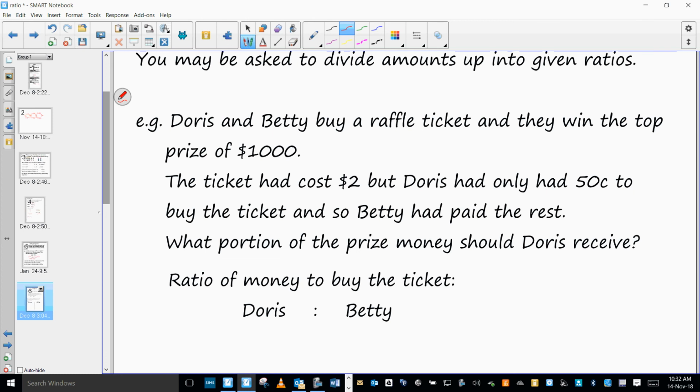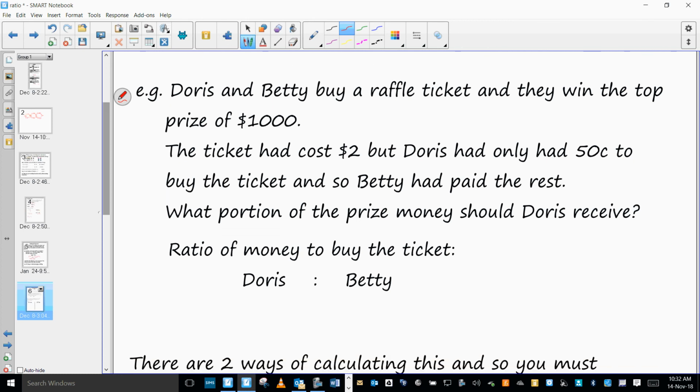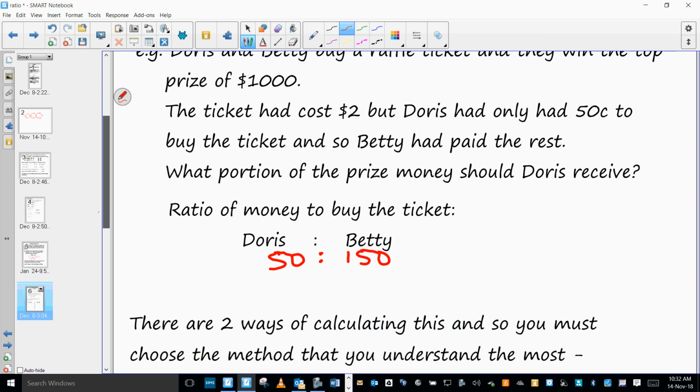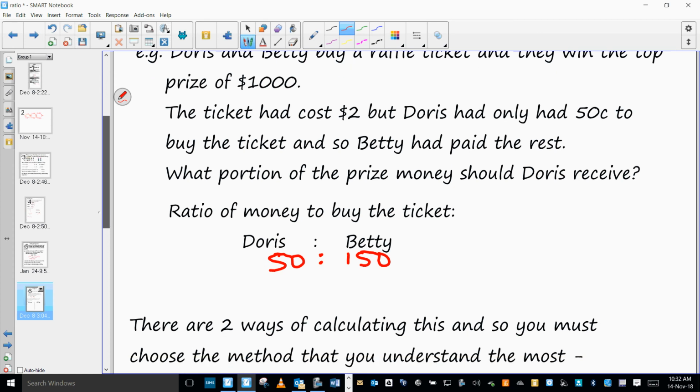So I've got Doris and Betty. How much did they actually pay for their ticket? Doris paid 50 cents. And how much did Betty pay? 150 cents, so we'll keep it in the same unit. Let's simplify this so I've got it in its smallest version. What can I divide it by? Divide by 50, so that becomes 1 to 3. Where did the 150 come from? If the ticket cost $2, then Betty must have paid $1.50 because she paid the rest. So I've simplified it to 1 to 3, dividing both sides by 50.